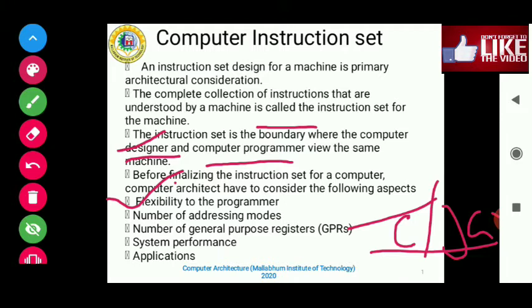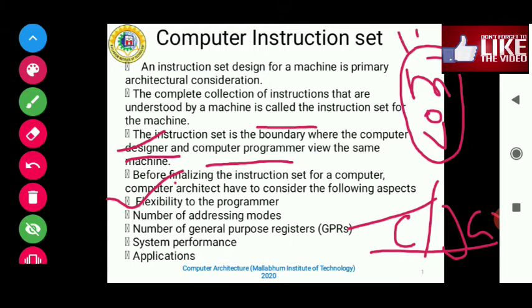Then the number of addressing modes. This point will be discussed later, where you will see that for a particular instruction there are different addressing modes available. Now if all possible addressing modes are assigned to a particular instruction, then the number of instructions will automatically be higher for a particular machine, because suppose for the move instruction there are 5 or 6 addressing modes available. Now if the computer architect designs the machine such that all of the addressing modes are available for this move instruction, then the number of instructions will be higher.